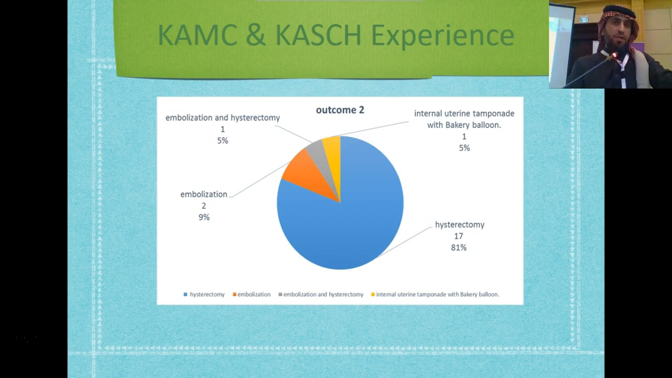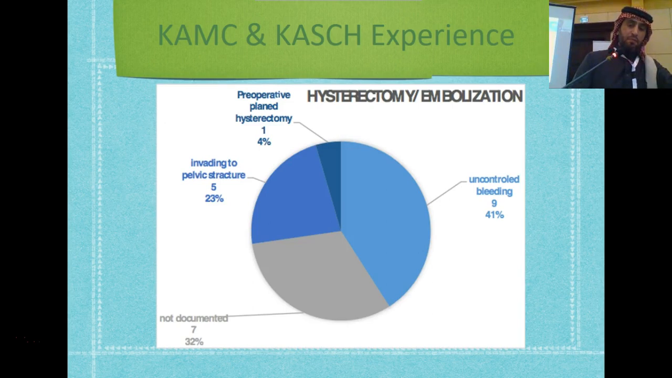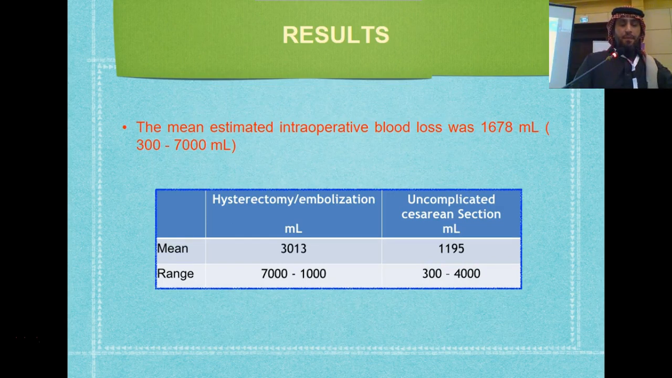Probably slightly higher, although it's not a randomized controlled trial, if you compare it to internal iliac artery ligation. The ligation is even more invasive compared to ballooning. So this is just a continuation of the results. Our estimated blood loss in the hysterectomy and embolization group is more than 3 liters, but in the uncomplicated cases almost 1200 cc, which I think is acceptable given those complex types of cases.